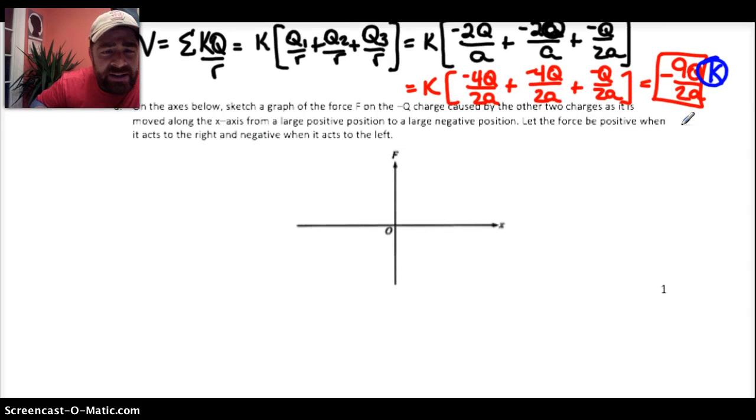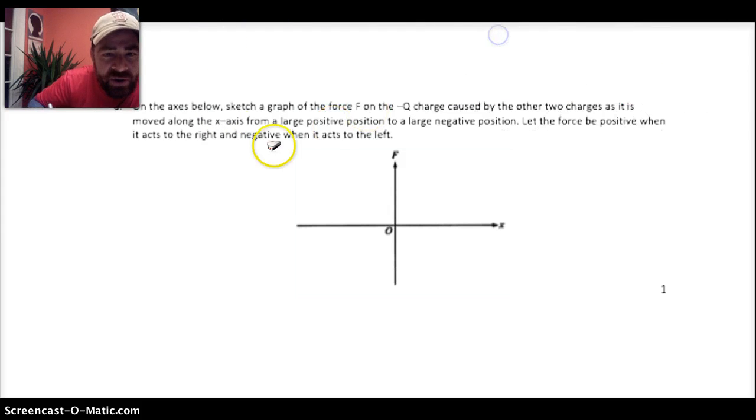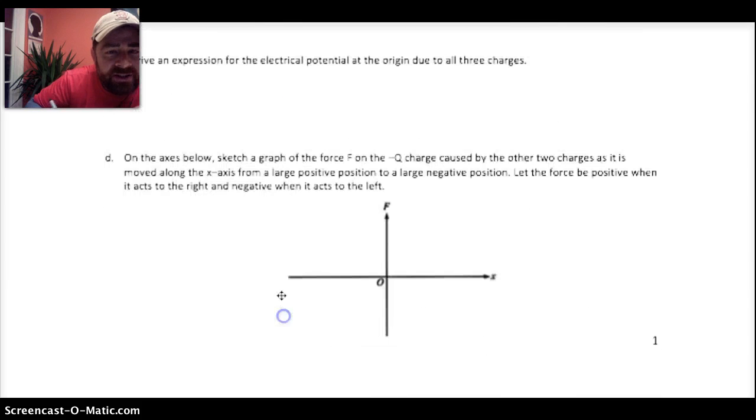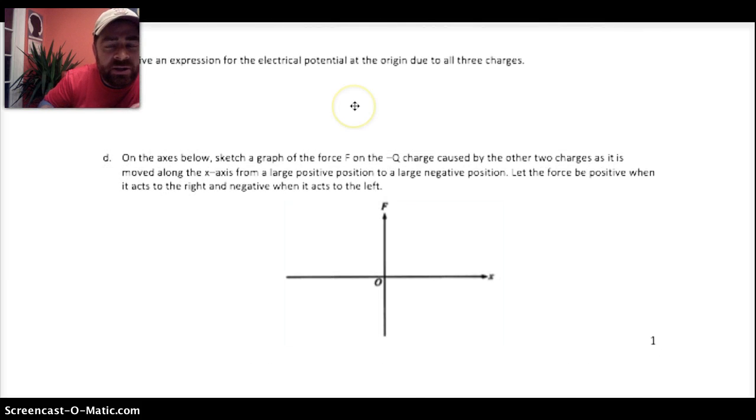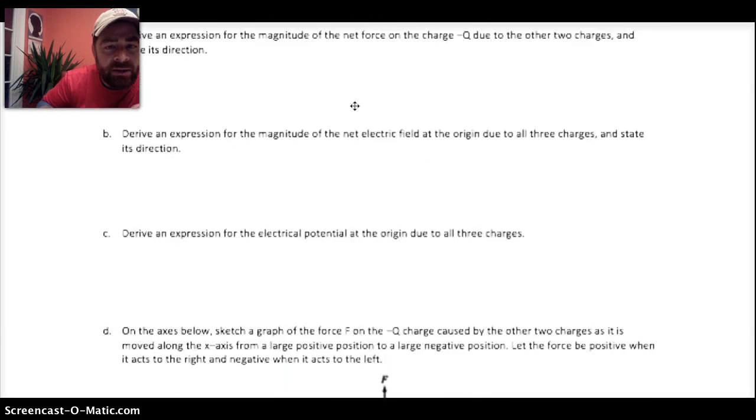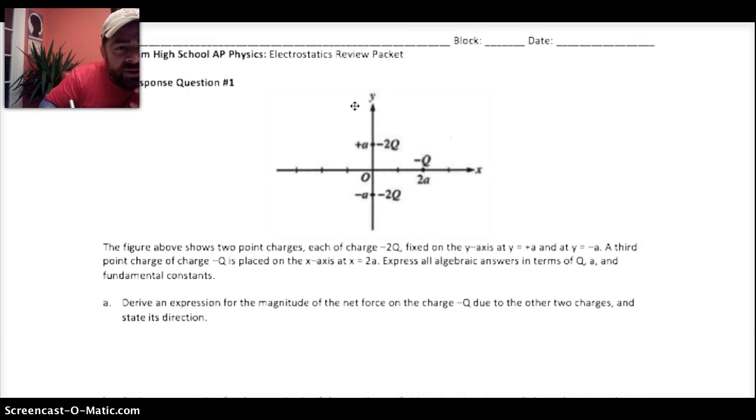All right, let's take a look at this last question. It says on the axis below, sketch a graph of force on the negative Q charge caused by the other two charges. If I were to drag the negative Q charge along the x-axis, so as I look at the sketch here at the top of the page. Okay, so where are we? We're right here. So basically what's happening is taking this negative Q and moving it horizontally this way.